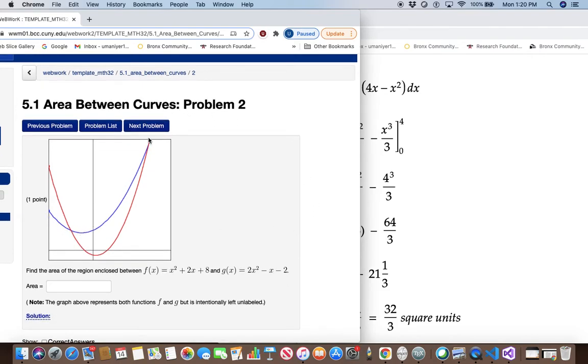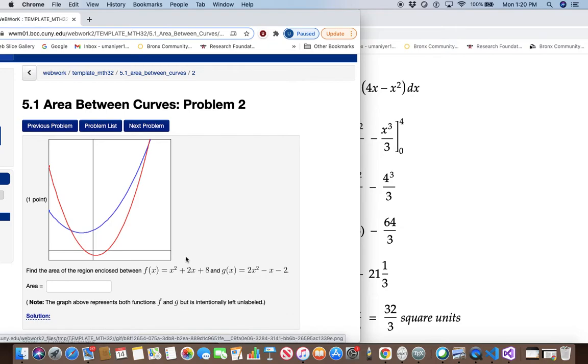Next. You are given two curves. One is in blue color, the other is in red color. One curve is x squared plus 2x plus 8. The other curve is 2x squared minus x minus 2. We do not know which one of these is the red or the blue. The question is to find the area of the region enclosed. So they want the region that is closed between the two curves. So that's the enclosed region.